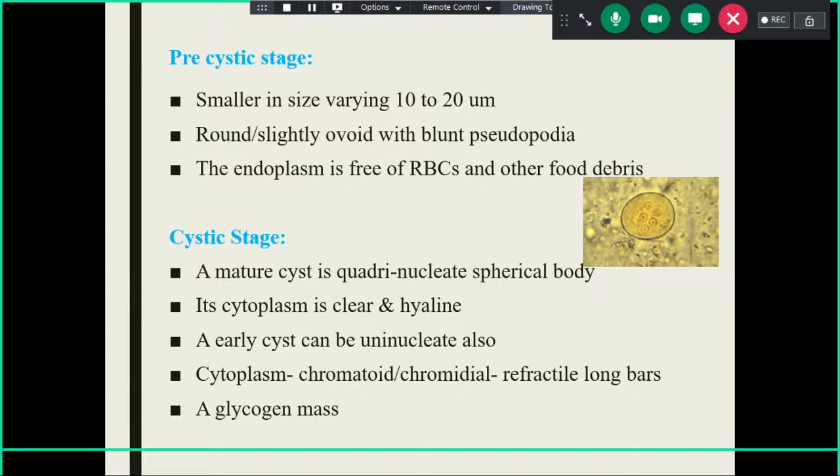And then finally the cystic stage, which we most commonly come across in day-to-day stool examination, and which you are supposed to see in your stool examination also. A mature cyst is a quadrinucleate spherical body. Its cytoplasm is clear and hyaline. An early cyst can be uninucleate also. Cytoplasm consists of chromatoid bodies which are refractile long oblong bars.